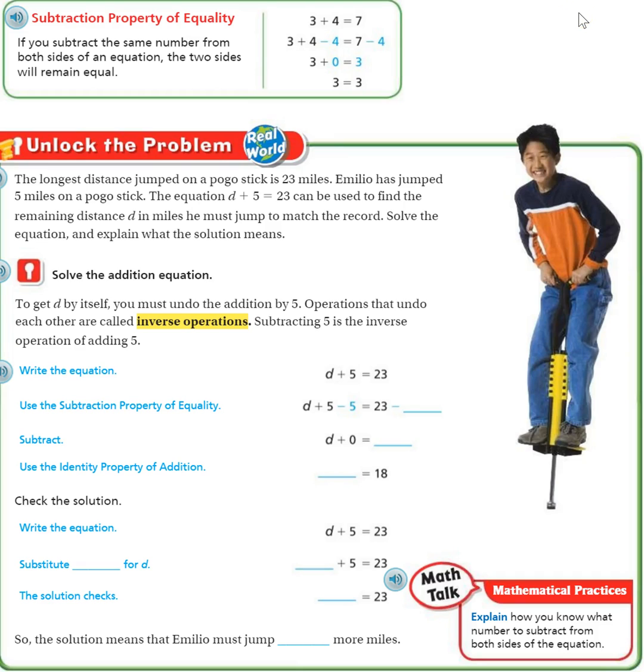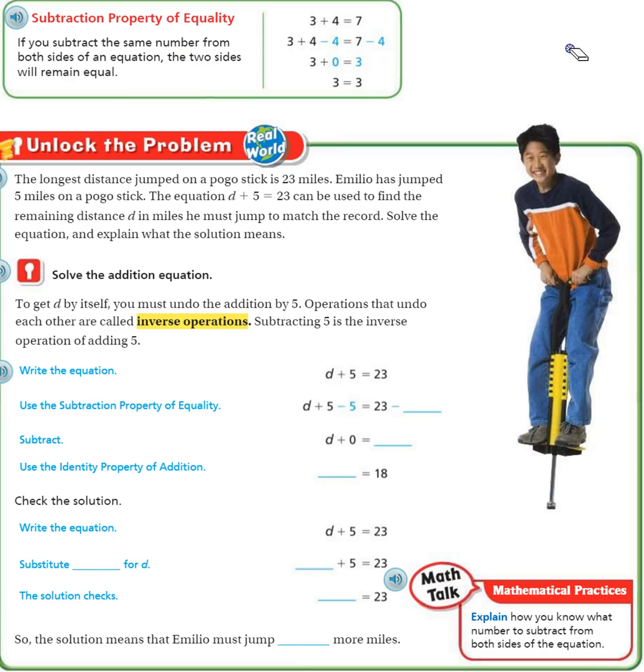All right, join me on page 319 in the Go Math textbook. This is lesson 8.4, the subtraction property of equality. If you just subtract the same number from both sides of an equation, the two sides will remain equal.